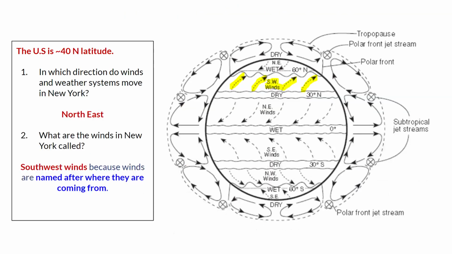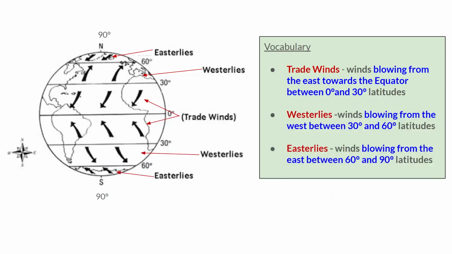So, remember the U.S. is in 40-degree north latitude, or around 40-degree north latitude, somewhere over here. And in the U.S., all of our major winds or our prevailing winds move towards the northeast. That's why our storms move that way too, generally. Now, they're not called northeast winds because they're coming from the southwest and going towards the northeast. They're actually called southwest winds because winds are named after the direction they're coming from.